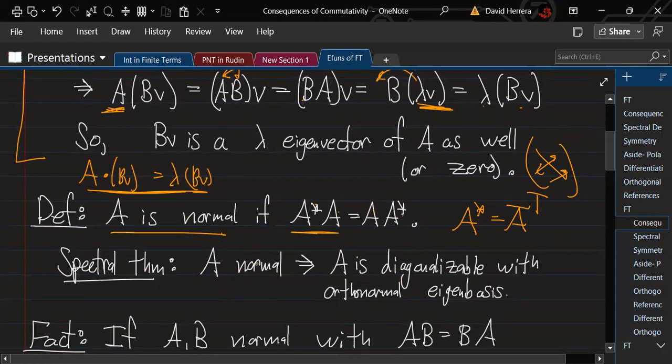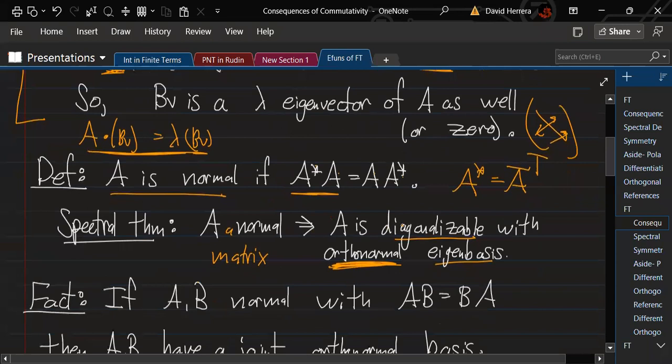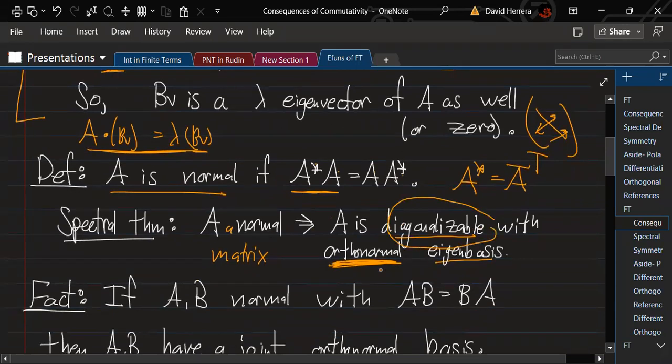Now, the spectral theorem says that if A is a normal matrix, then A is diagonalizable, which is a nice property, but also you can find an eigenbasis that makes it diagonal. And the eigenbases are going to be made of orthogonal vectors. So it's a very nice property. Being diagonalizable is nice, but also having an orthonormal basis is much nicer because it gives you some very nice properties.